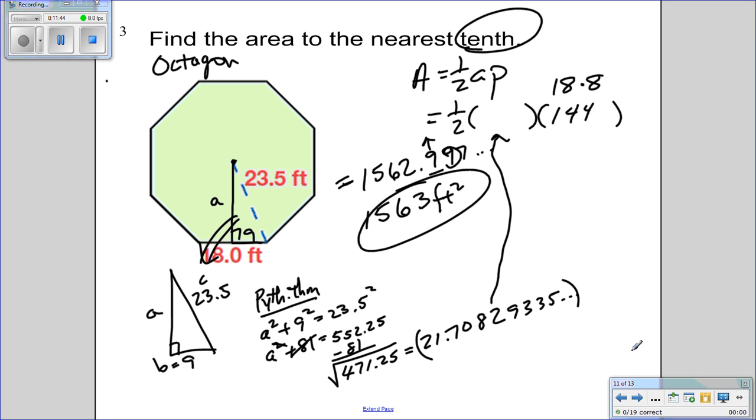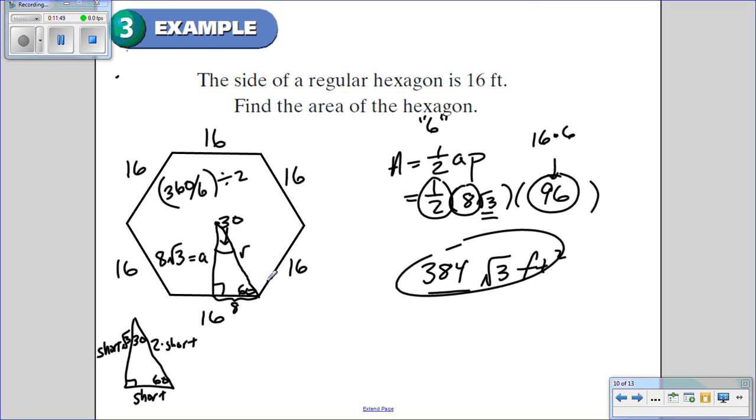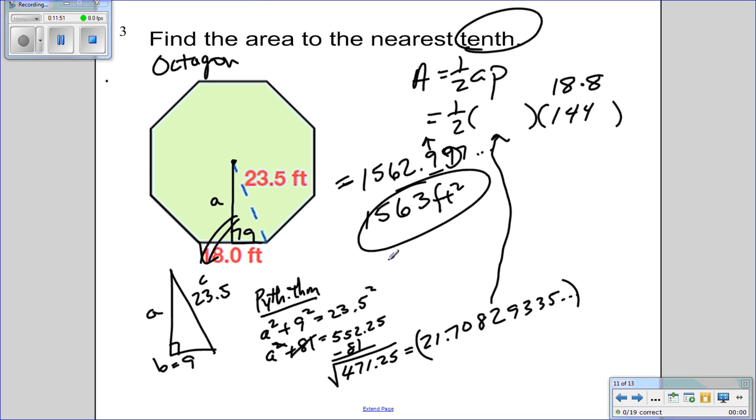So you can see some of these problems on the previous example here. In the previous example, we used a 30, 60, 90 to figure that out. In this example, we used the Pythagorean theorem to figure out our missing piece.